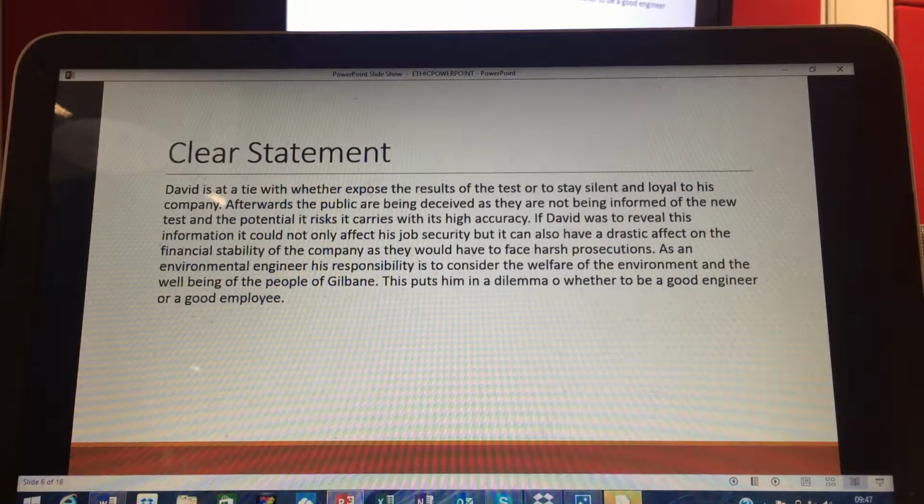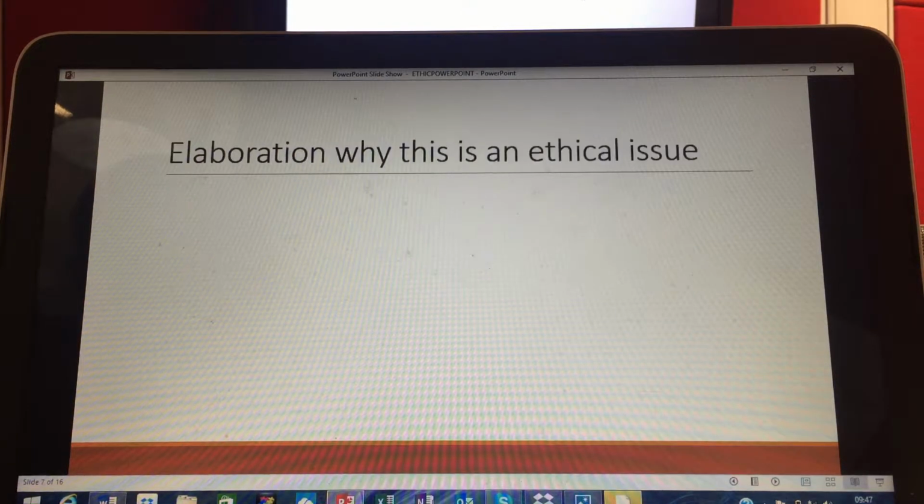If David was to reveal the information, it could not only affect his job security, but also have a drastic effect on the financial stability of the company, as they would have to face harsh prosecutions. As an environmental engineer, his responsibility is to consider the welfare of the environment and the well-being of the people of Gilbane. This puts him in a dilemma on whether to be a good engineer or a good employee.